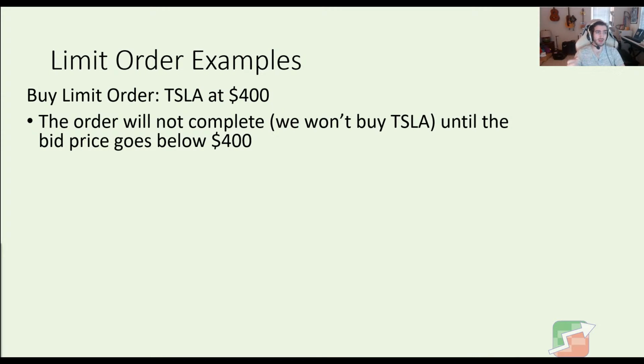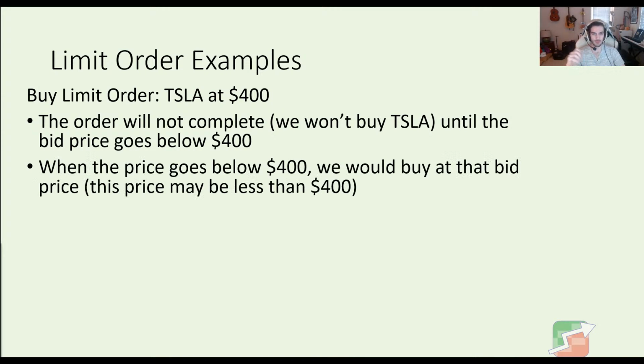So that is what a buy limit order is, where when the price goes below $400, we would then buy a share of Tesla, not at $400, but at whatever that bid price is. So that may end up being less than $400. Say the price jumps down and it's $390. You would end up buying that share at $390.